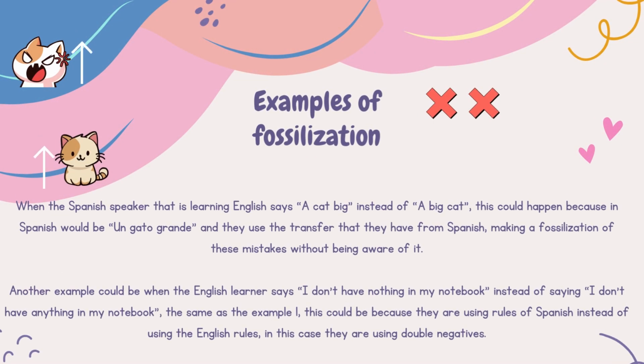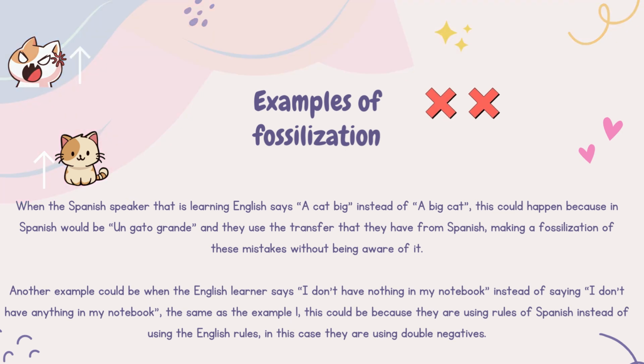Some examples of fossilization. When a Spanish speaker who is learning English says a cat big instead of a big cat, this could happen because in Spanish it would be un gato grande, and they use the transfer that they have from Spanish, making a fossilization of these mistakes without being aware of it. Another example could be when the English learner says I don't have nothing in my notebook instead of saying I don't have anything in my notebook, the same as example number 1. This could be because they are using rules of Spanish instead of using the English rules. In this case, they are using double negatives.